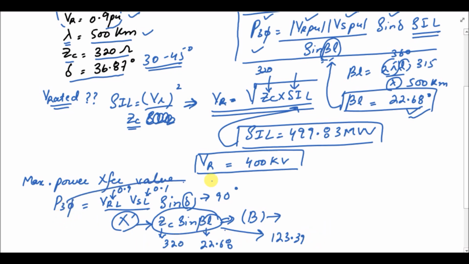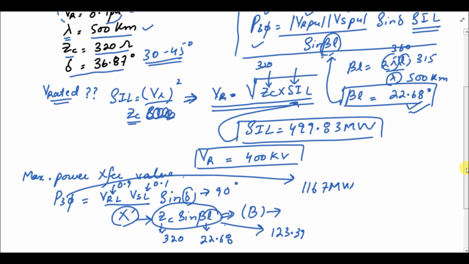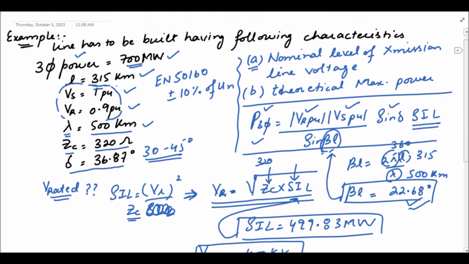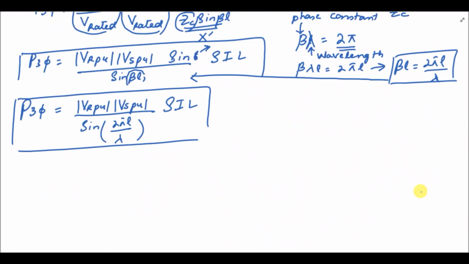and the final value of P3 phase, the maximum theoretical power that can be transferred through this transmission line, is 1167 megawatt. So this is a simple example that is related to the calculation that we have done in the first part of the lecture. Thank you.